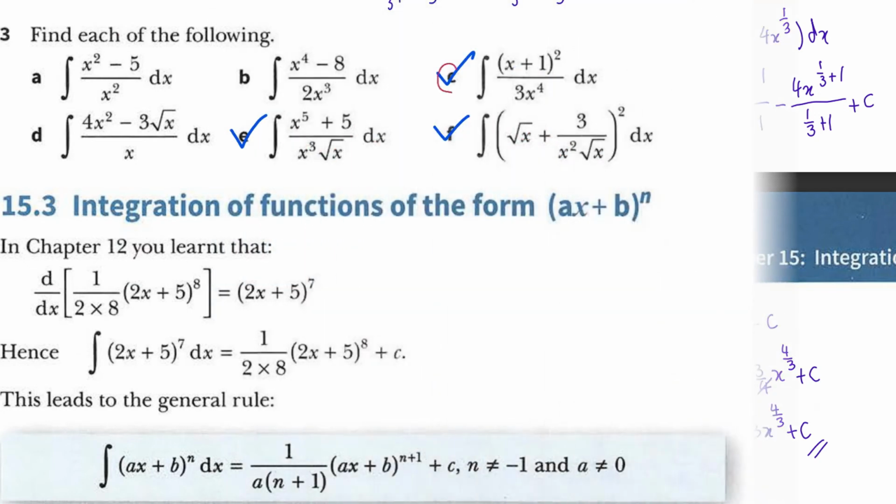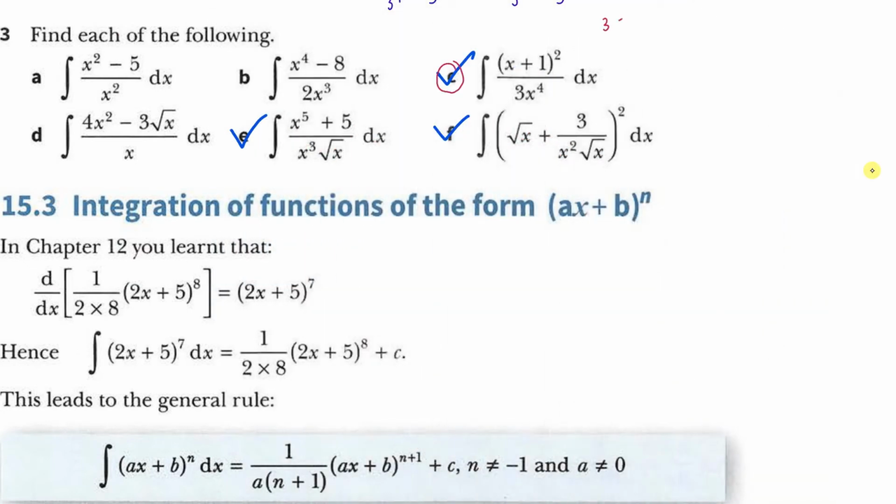Let me move to number 3c. We need to simplify first. It is written with x plus 1 whole square divided by 3x to the power 4. So we can simplify like this. Break down the upper part by using the formula: a square plus 2ab, which is 2x, plus b square, which is 1, divided by 3x to the power 4. Then we can split it like this: x square by 3x to the power 4, then plus 2x by 3x to the power 4, then plus 1 by 3x to the power 4.